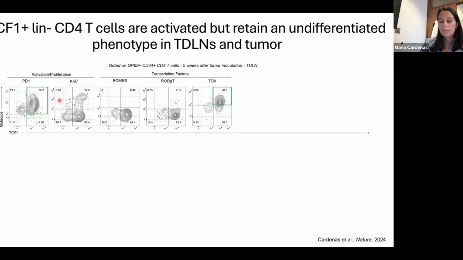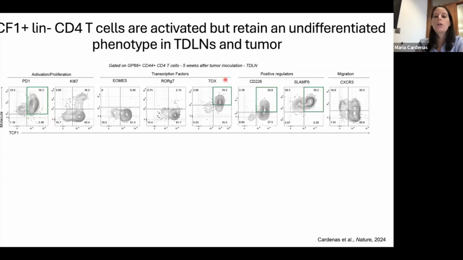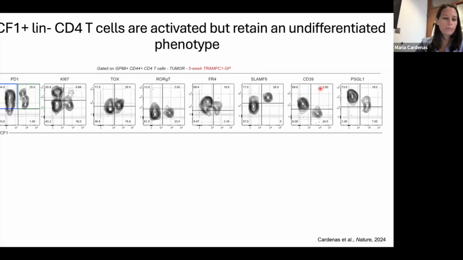They don't express markers of other transcription factors that suggest they would be a different lineage. So they're not Th17, they're not EOMES. They do express very, very high levels of TOX, which we know is essential to maintain that stem-like population in CD8s. They express a lot of co-stimulatory markers, CD226 and SLAMF6, and a population of them do have markers of migration, probably something that is required to migrate to the tumor.